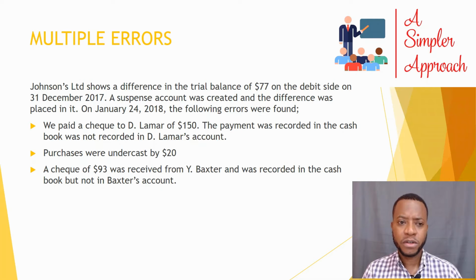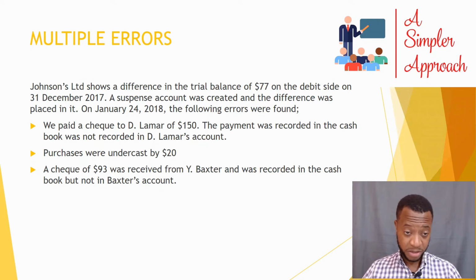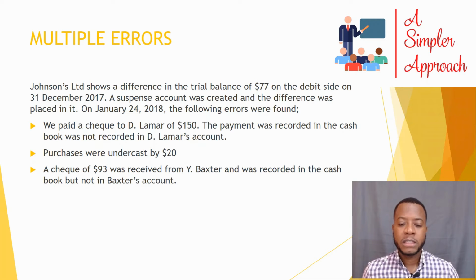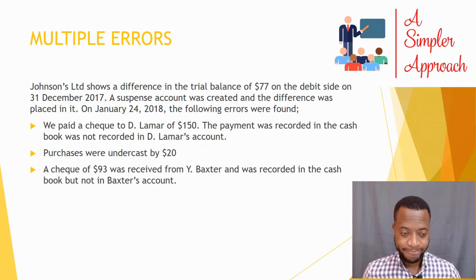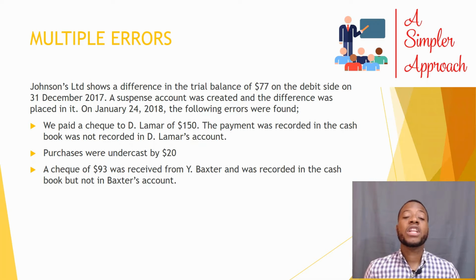On January 24, 2018, that's the following accounting period, the following errors were found. One, we paid a check to D. Lamar of $150. The payment was recorded in the cash book, but was not recorded in Lamar's account. Error number two, purchases were undercast by $20. Error number three, a check of $93 was received from Y. Baxter and was recorded in the cash book, but was not recorded in Baxter's account.